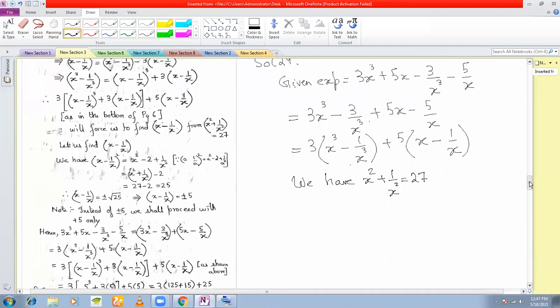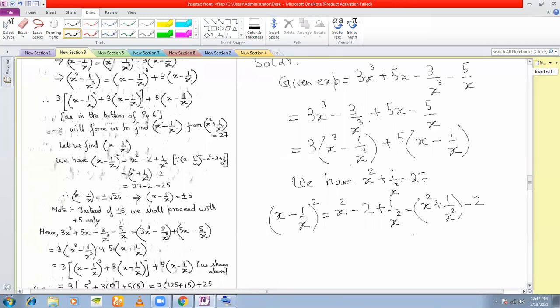Okay. So you have x square plus 1 by x square. We need to find x minus 1 by x. So what do we do? We have x minus 1 by x whole square. We find out the value of x minus 1 by x whole square. We have x square minus 2 plus 1 by x square. So now you have x square, you take these x square plus 1 by x square together.